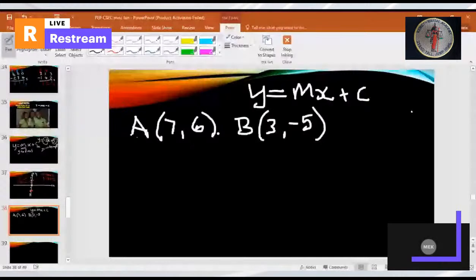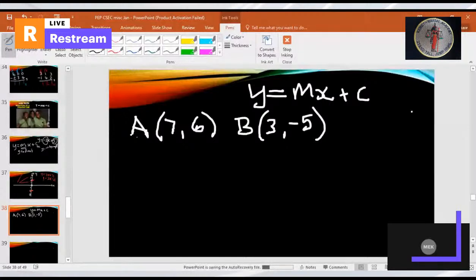The first number tells you where you move on the x-axis, so x is 7. The second number tells you where you move on the y-axis, so y is 6 in this case. And for point B, x is 3 and y is negative 5. So they want us to find the equation of the line. In order to do that, we have to work out the gradient, m, and we have to work out c, which is the y-intercept. So let's do it.